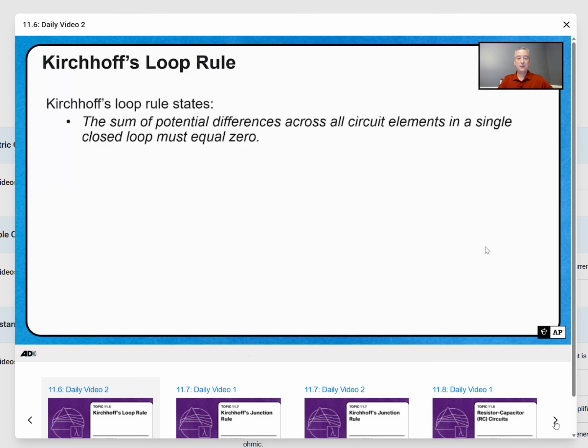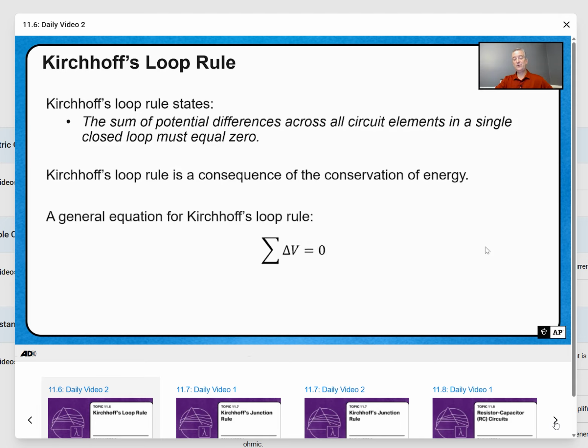Let's review. Kirchhoff's loop rule states that the sum of potential differences across all circuit elements in a single closed loop must equal 0. Kirchhoff's loop rule is a consequence of the conservation of energy, and the general equation for Kirchhoff's loop rule is given below. But let's now look at a slightly different way to represent the loop rule. Let's look at an example.